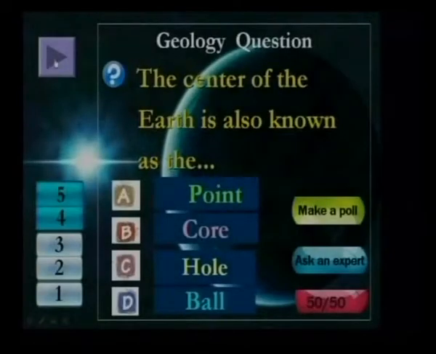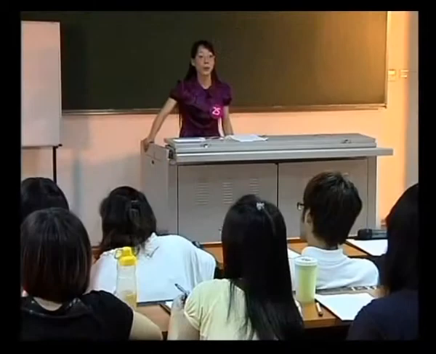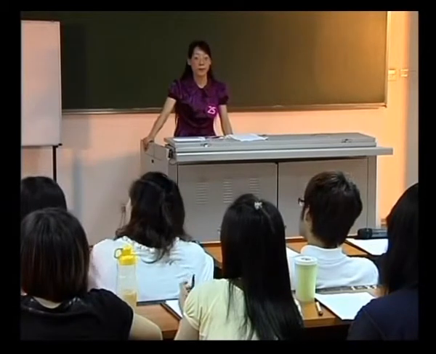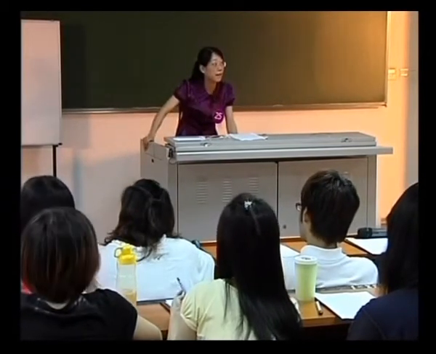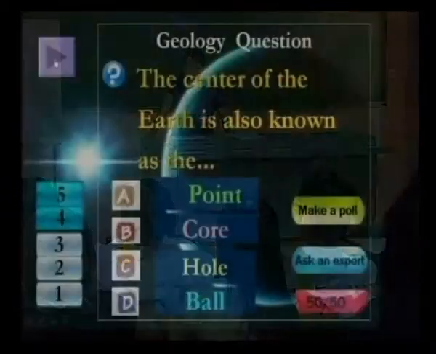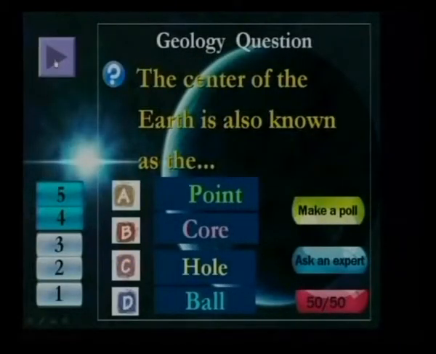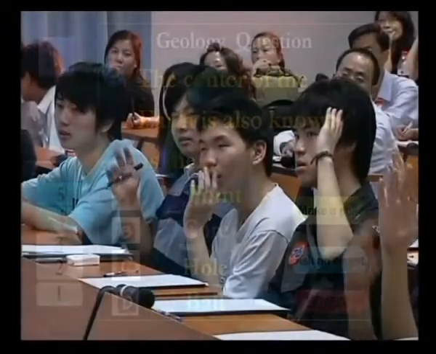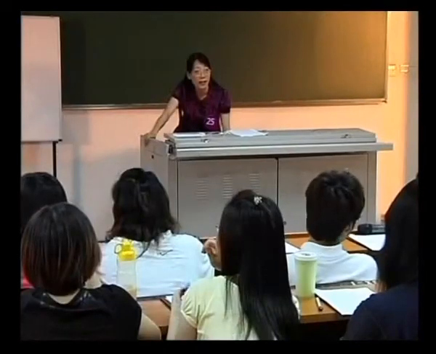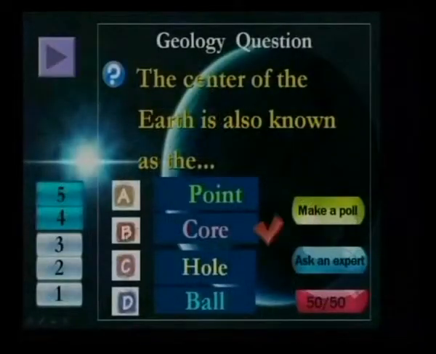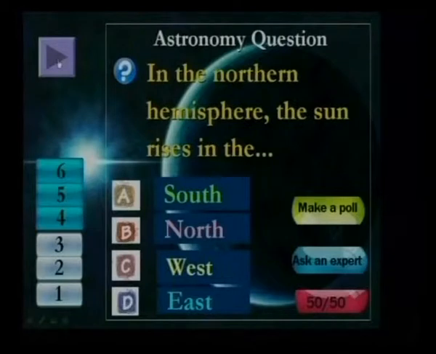Impressive. The fifth question is a geology question. The center of the Earth is also known as the A point, B core, C hole, D ball. Which one will you have? Core. Okay. Wu Zhujun, what's your answer? How many of you agree with them? Please raise your hand. Are you sure? Are you 100% sure? Yes? Okay, let's see. Wonderful. The right answer is B. We are doing good job. You're on the right track.